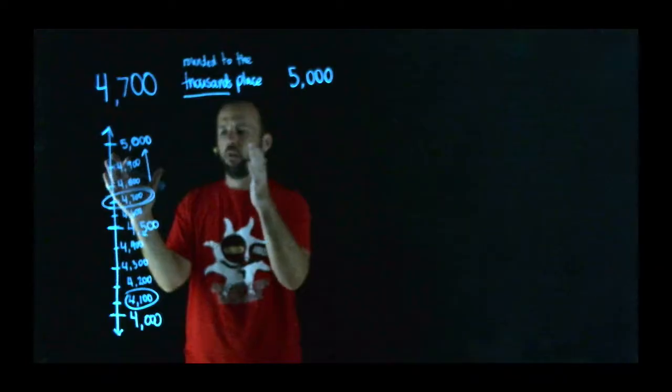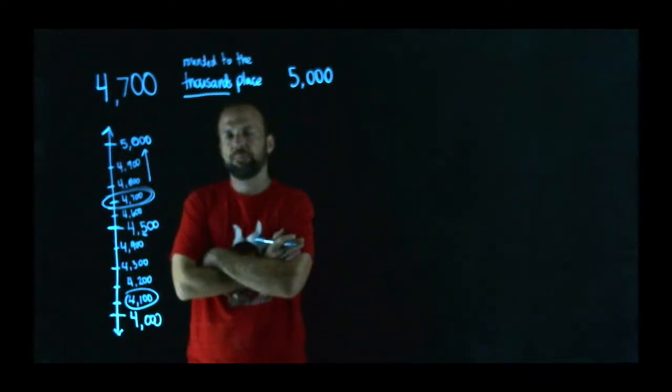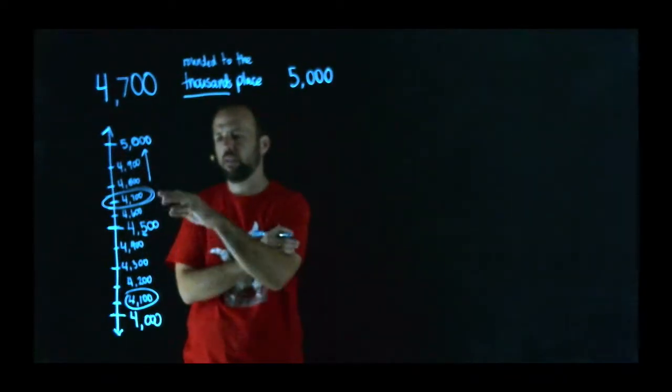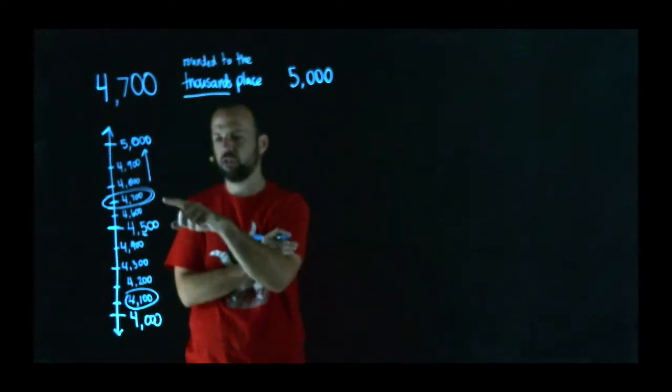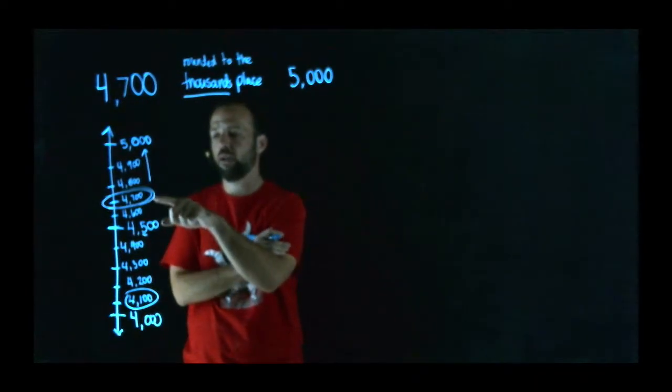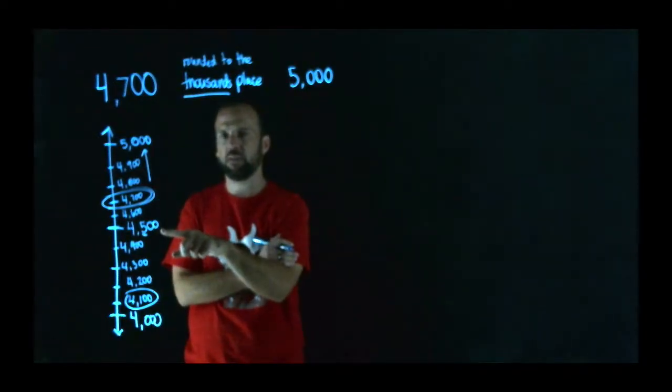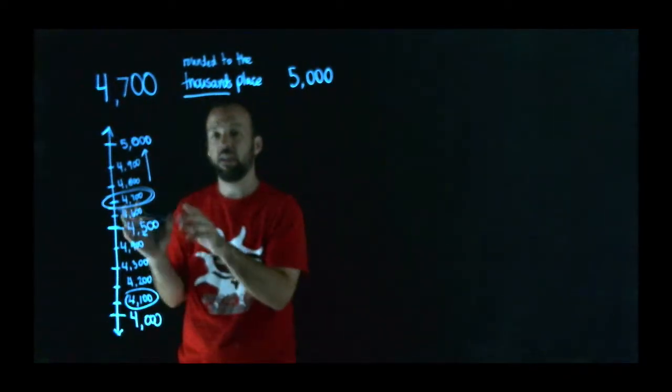Okay? Why would it not be 4,500? What do you think? Why didn't we round it to 4,500? Sorry, I keep interchanging those. Why did we not round 4,700 to 4,500? I heard a lot of good reasons out there.